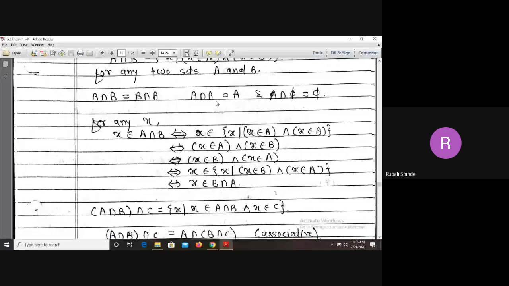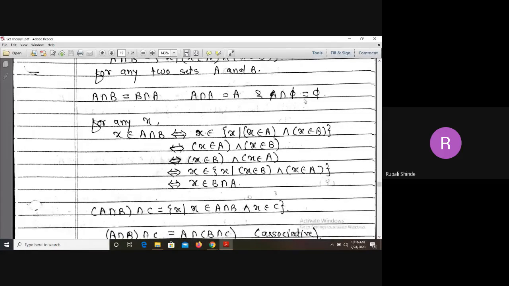So without proving also we can say that A intersection A means what? The elements which are common between set A and set A. Okay. So ultimately it will give you set A only. That's why this proof is there. A intersection A is equal to A. And the last statement is A intersection phi is equal to phi.